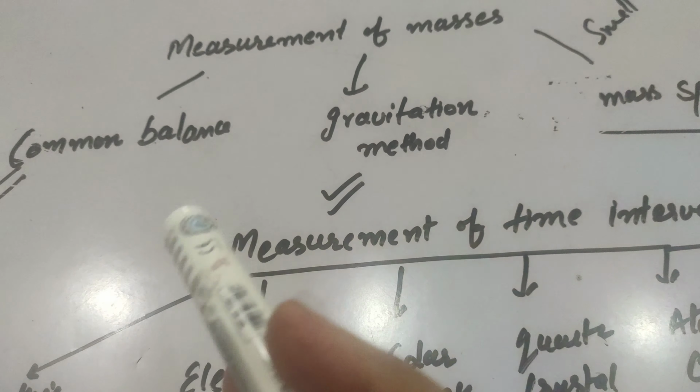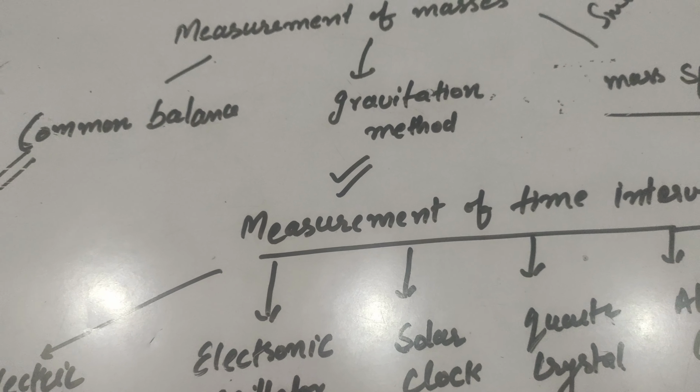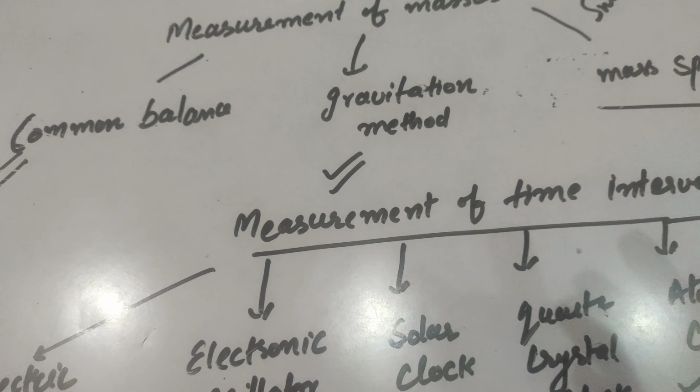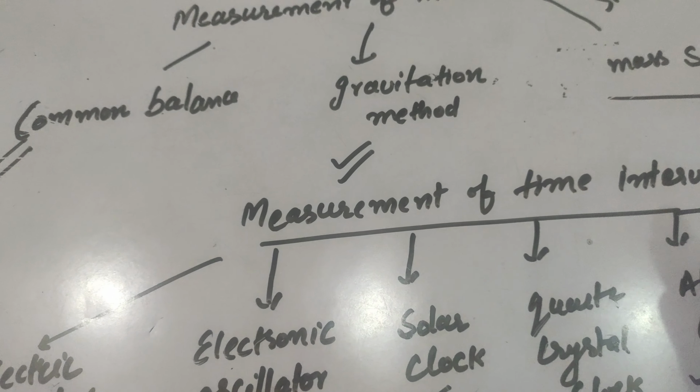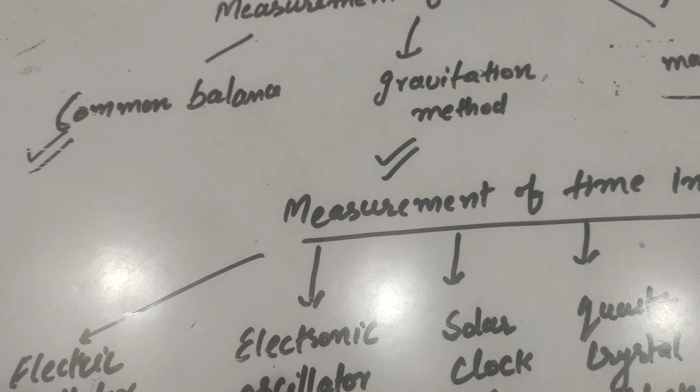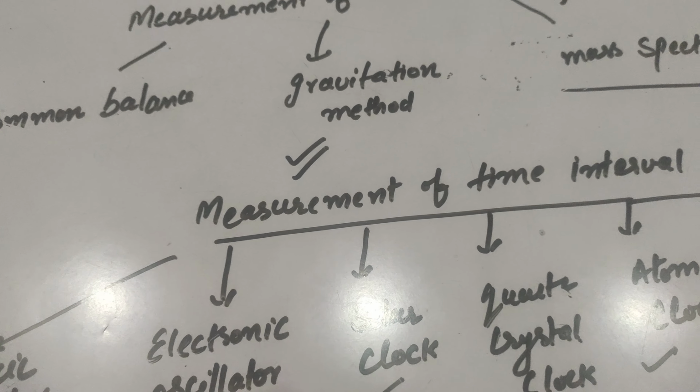And about length we have discussed the parallax method, the size of an oleic acid molecule, and the diameter of the moon. So in this chapter we have discussed the measurements of length, mass, and time.